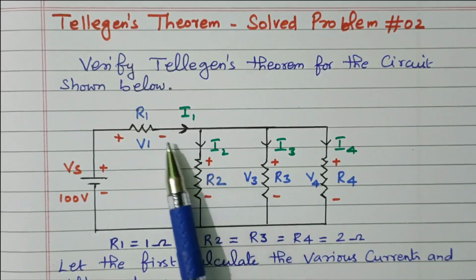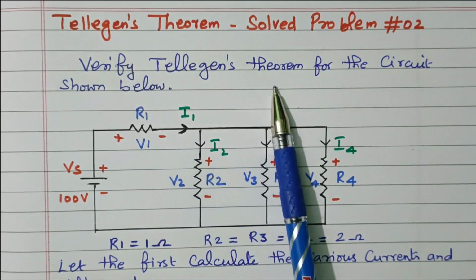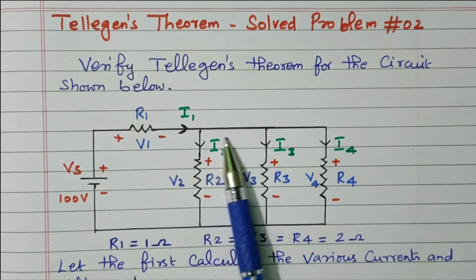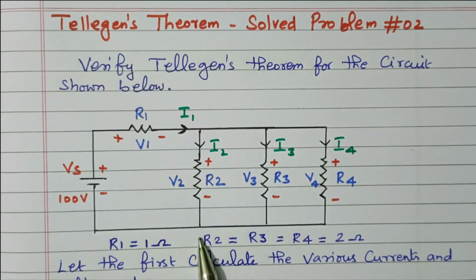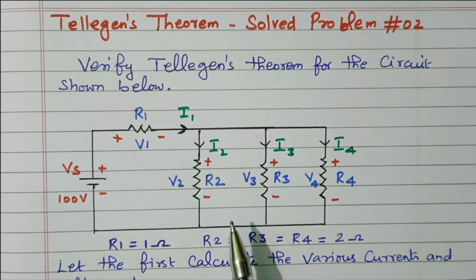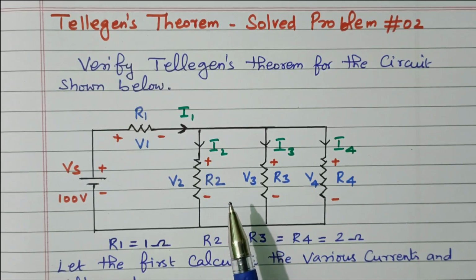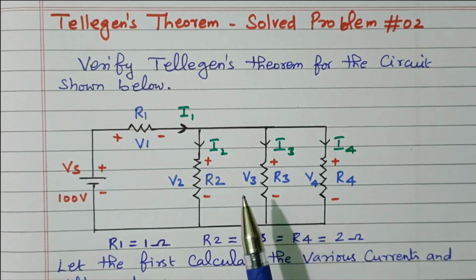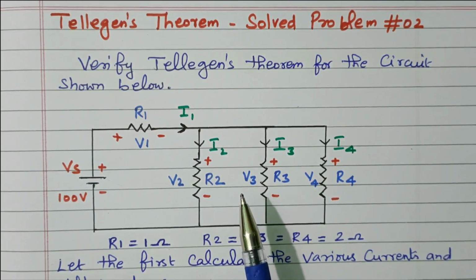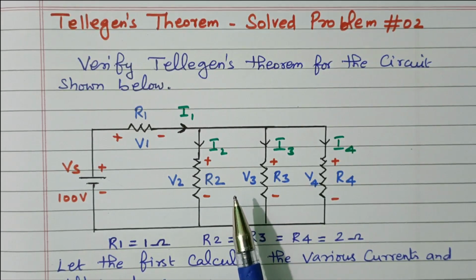Now we'll go to the topic. Verify the Tellegen's theorem for the circuit shown below. We need to verify the Tellegen's theorem for this circuit. The Tellegen's theorem is nothing but, for any circuit, the sum of instantaneous power is equal to 0. That is the statement of the Tellegen's theorem, and also the circuit should satisfy the KVL and KCL, Kirchhoff's voltage law and Kirchhoff's current law.